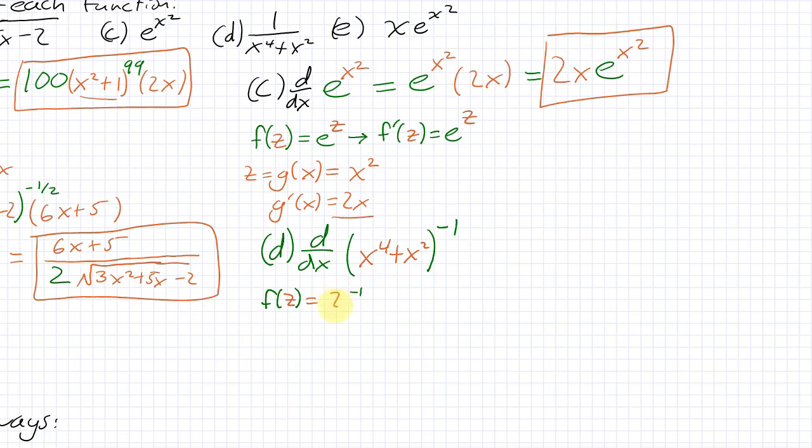So what's the derivative of something to the power -1? We'll have to use the power rule here and say that will be -1 times that z to the power -2. So you get -z to the -2. And that's not actually equal to this. I just did a derivative here. All right, and then the g of x function is the x to the fourth plus x squared, and its derivative is 4x cubed plus 2x.